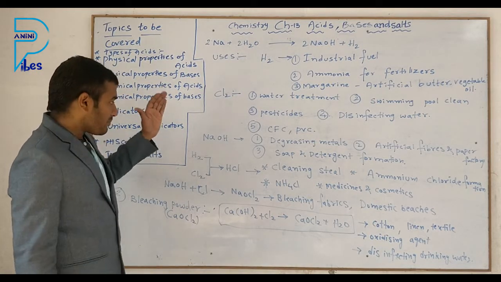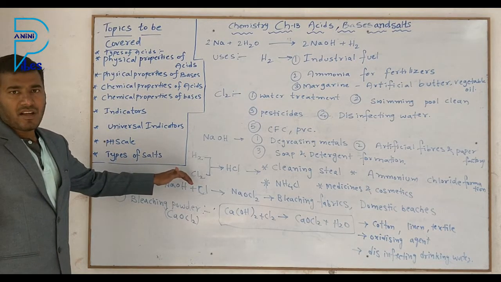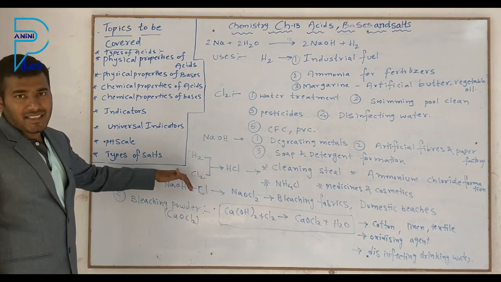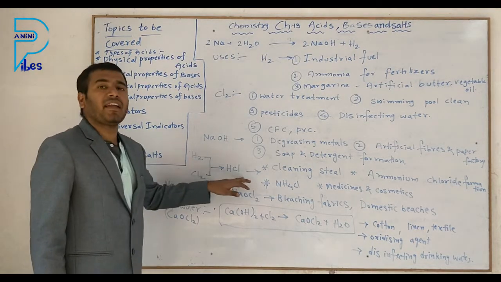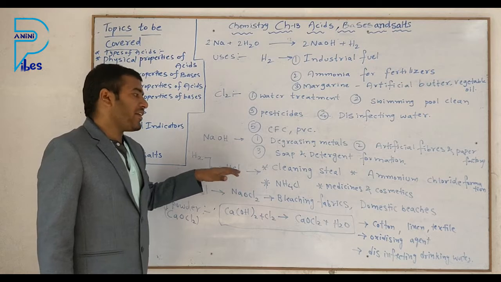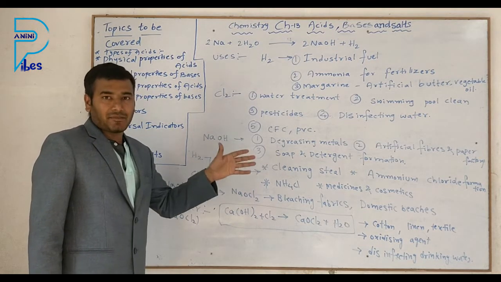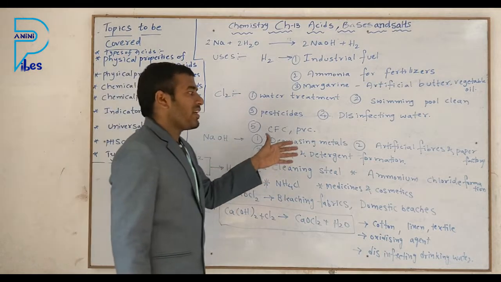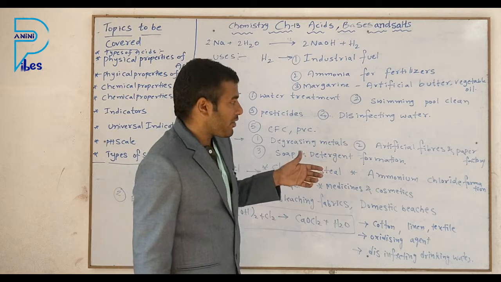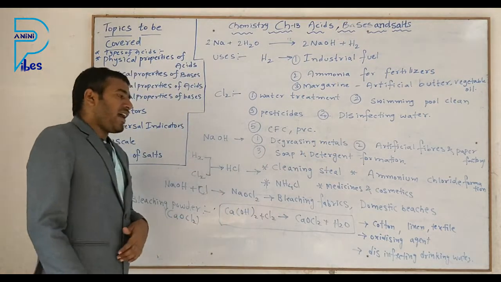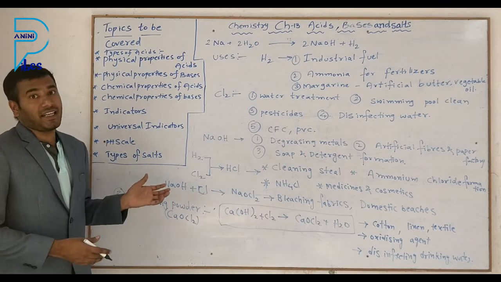Next, Cl minus, the anions released at the anode, and hydrogen, H2, combine and prepare hydrochloric acid. This hydrochloric acid is used to clean steel items, and in the formation of ammonium chloride, NH4Cl. HCl is also used in medicines and cosmetics.